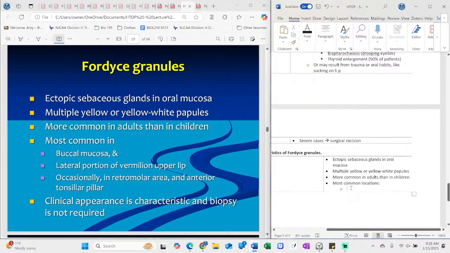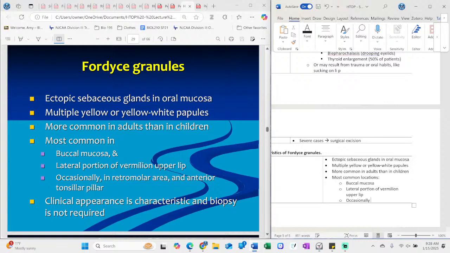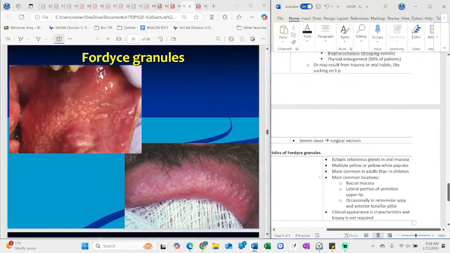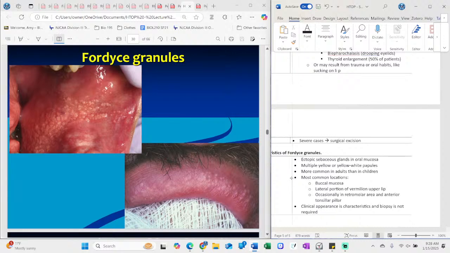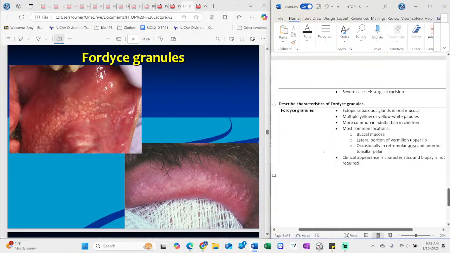They present like multiple white or multiple yellow or yellowish white kind of papules in the oral cavity. Typically, the clinical presentation is diagnostic and you don't need a biopsy, but we have seen biopsies come in for Fordyce granules also. Sometimes the patient may be concerned and they may request their dentist or surgeon to do a biopsy.